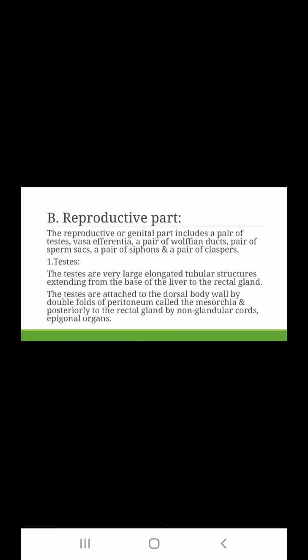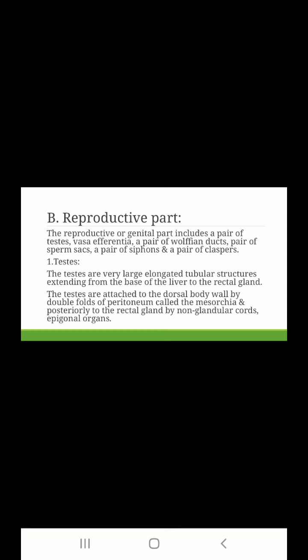Second one is the reproductive part of the urinogenital system. The reproductive or genital part includes a pair of testes, vasa efferentia, a pair of Wolffian ducts, a pair of sperm sacs, a pair of siphons, and a pair of claspers.